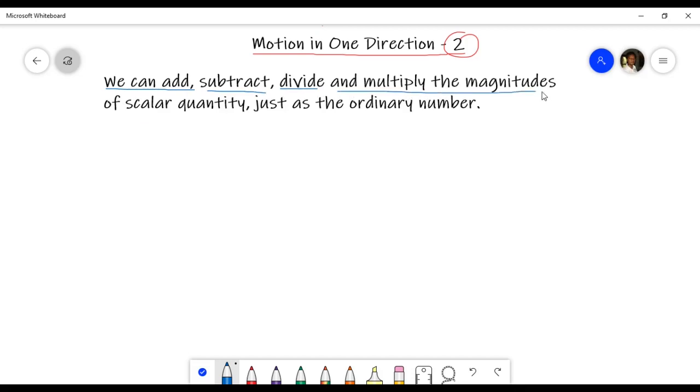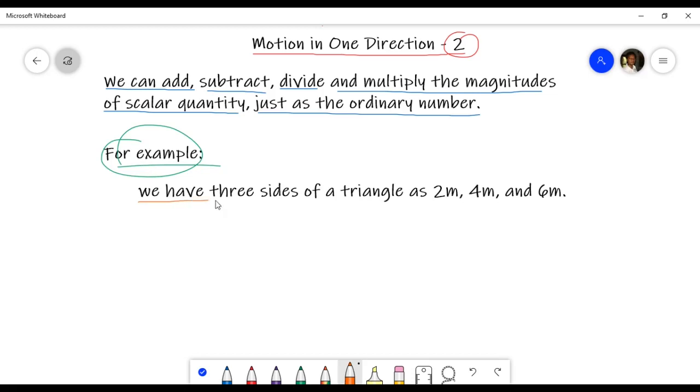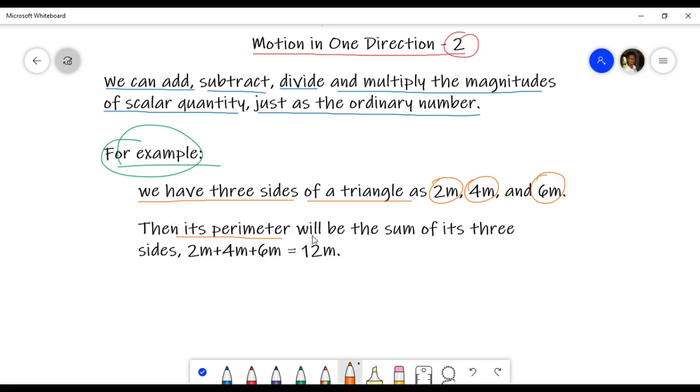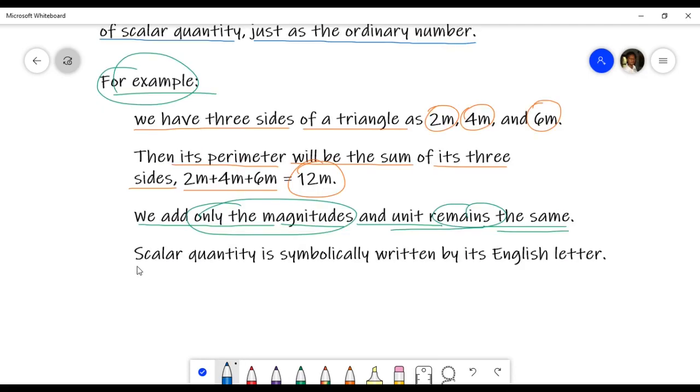Let's understand some more about the scalar quantity. We can add, subtract, divide and multiply the magnitudes of scalar quantities just by a simple calculation. For example, we have three sides of a triangle: one is 2 meter, second is 4 meter and the third is 6 meter. We have to calculate the perimeter by adding all these three sides. A simple calculation, right? 2 meter plus 4 meter plus 6 meter is 12 meter. But remember, we add only the magnitudes: 2, 4, 6. The unit remains the same. We do not add the units. That's why we got 12.